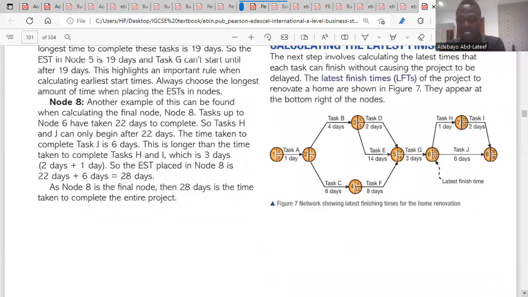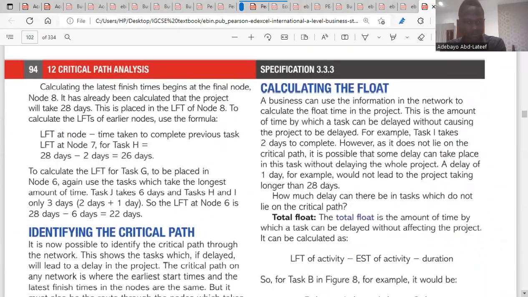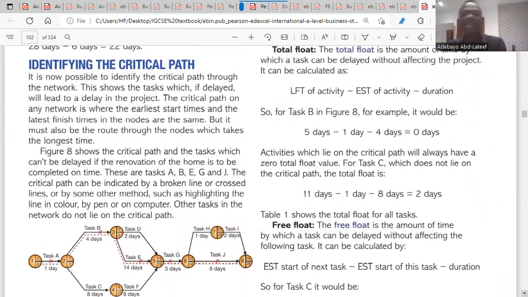So I explained latest finish time, right? Okay. So go to page 94. Identifying the critical path.